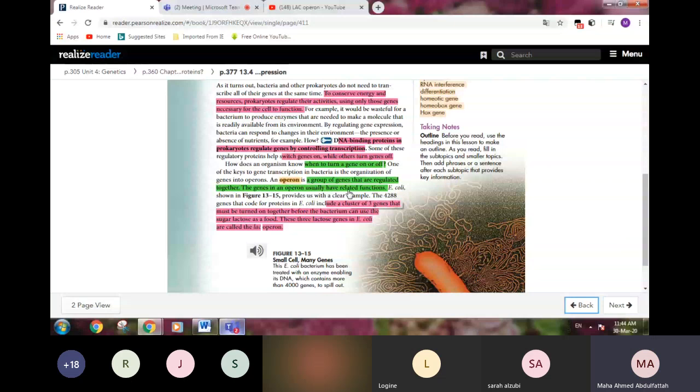Is it understood? I want you to understand operon fully. Is it understood? Girls, hello.